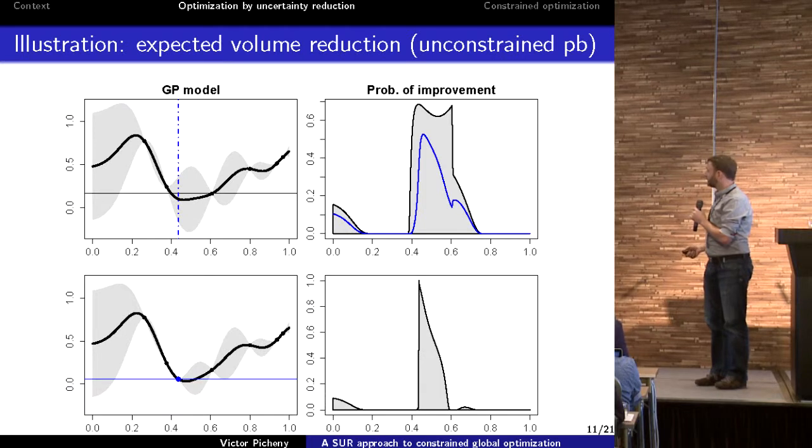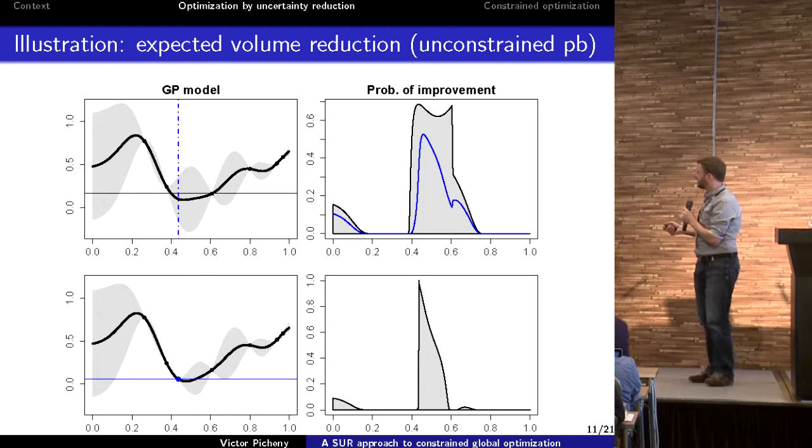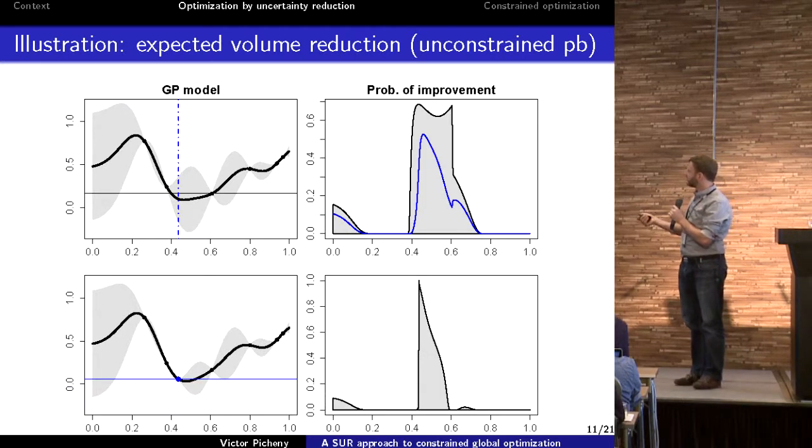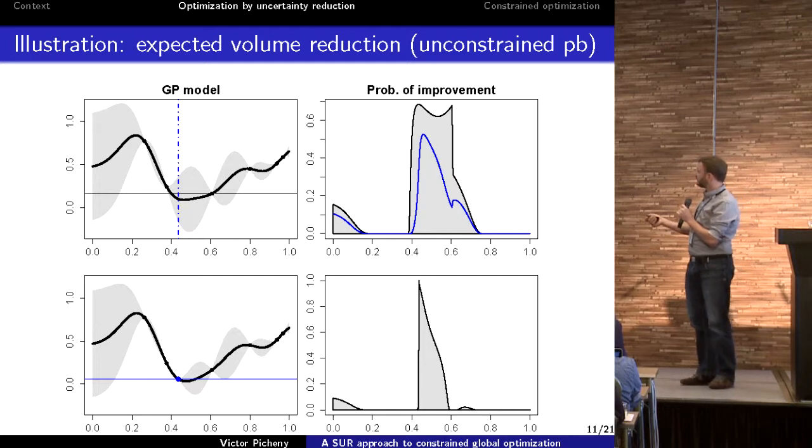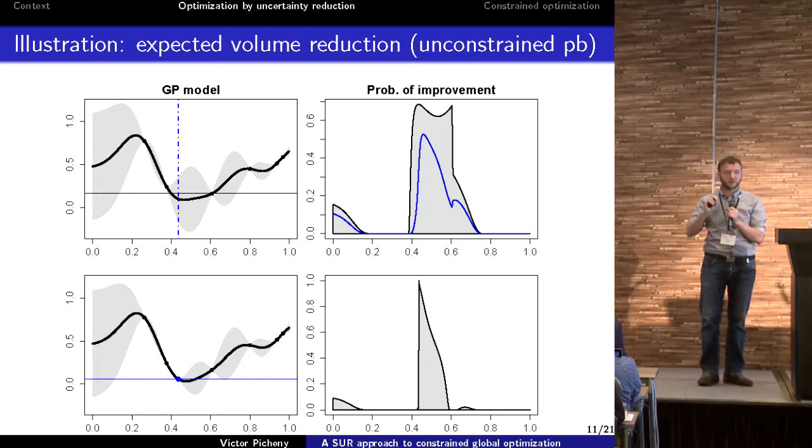So what am I talking about? Let's illustrate here. On the left you have your Gaussian process model, and on the right the associated volume in gray. If I add an experiment here, you can compute the impact on your uncertainty measure.